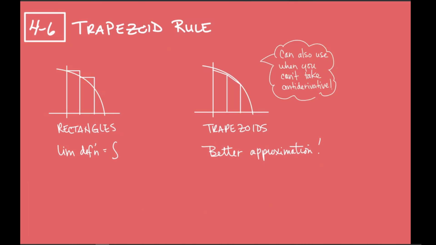So we're going to start talking about the trapezoid rule. What we've done so far is we've talked about making rectangles underneath a curve in order to use a limit definition to find the approximate area. Trapezoid rule just means you're making trapezoids, right? So you're getting a little bit closer to an approximation. You have a little less error there. So it just gives you a better approximation, and you can use this also when you can't take the antiderivative, like maybe it's a complex function, you just don't know how to take the antiderivative.